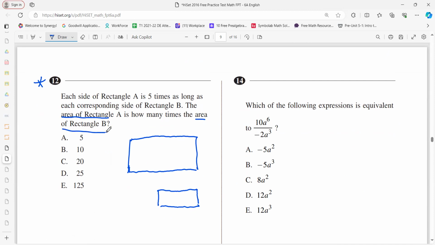So let's pretend, as we're making our picture, I highly recommend that you draw a little picture here. The way I'm reading this is that rectangle A is a bigger rectangle, rectangle B is a smaller rectangle. So this is your rectangle A, rectangle B. And it says that each side of rectangle A is 5 times as long as each corresponding side of rectangle B. So we've got to dig through the verbiage, right? The vocabulary of this. When they say corresponding side, what exactly do you suppose that might be referring to?